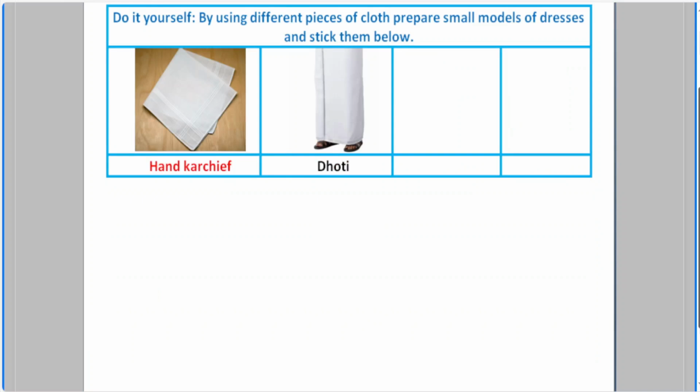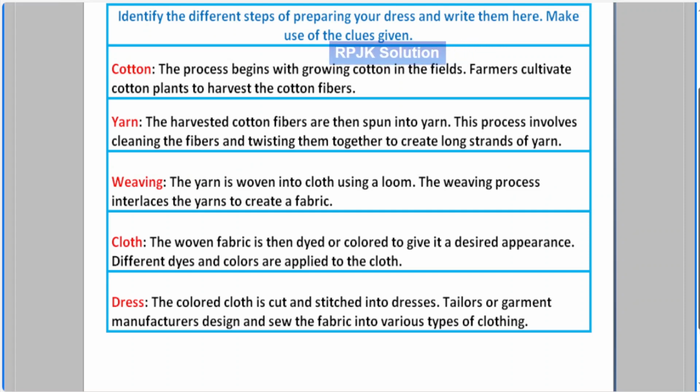Hands-on activity. Create small models of dresses using different pieces of cloth. Attach the models below. Follow the clues provided to identify the different steps involved in preparing a dress. Write down each step in the space provided.